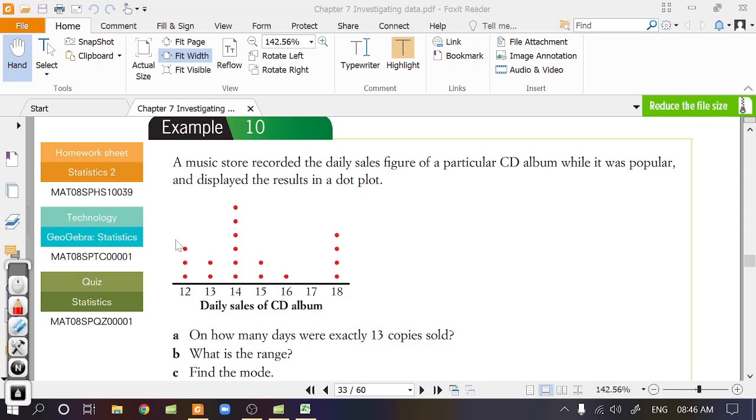12 CDs were sold on 3 days. 14 CDs were sold on 6 days. 15 CDs were sold on 2 days. 16 CDs were sold on 1 day. 17 CDs, no day people bought 17 CDs, but 18 CDs people bought on 4 days. So this is the dot plot.